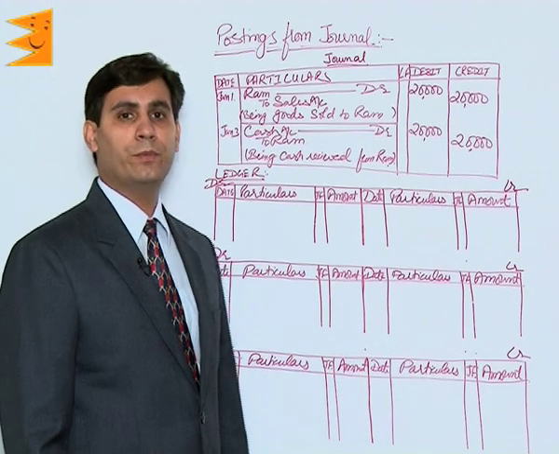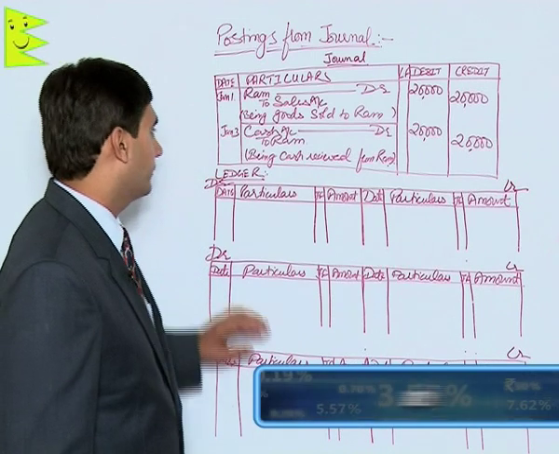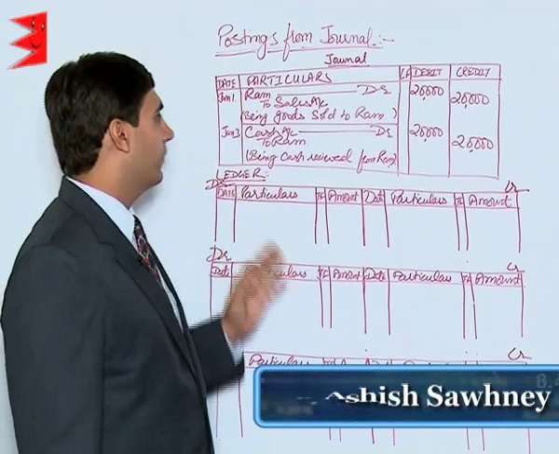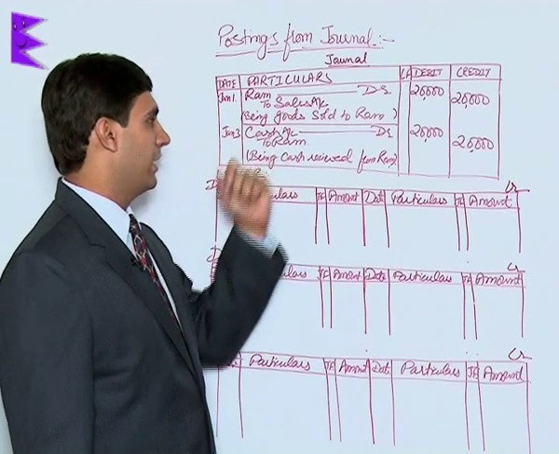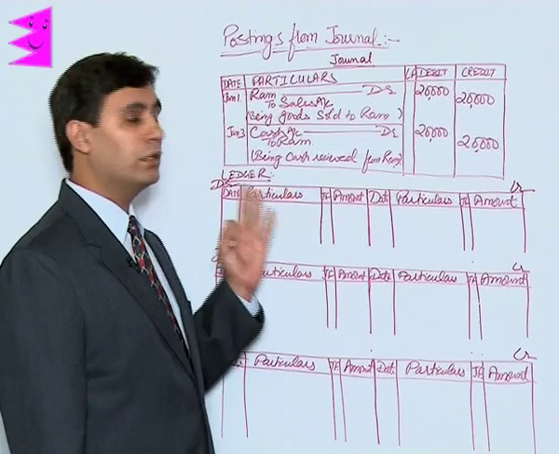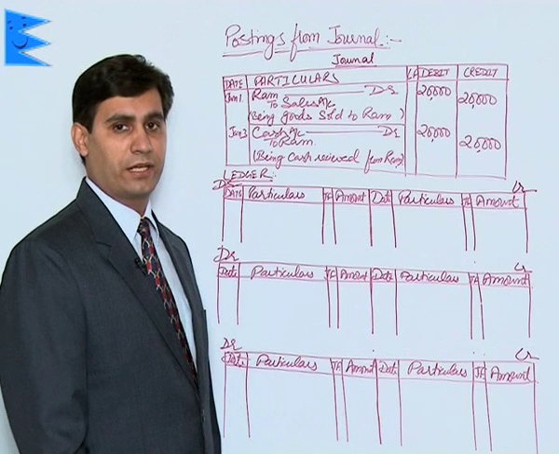Let us learn how to make postings from journal entries. Now students, here on the board I have written two journal entries. The first journal entry is Ram to Sales and the second one is Cash to Ram. Now we will learn what would be the effect and how they would be transferred to various ledger accounts.